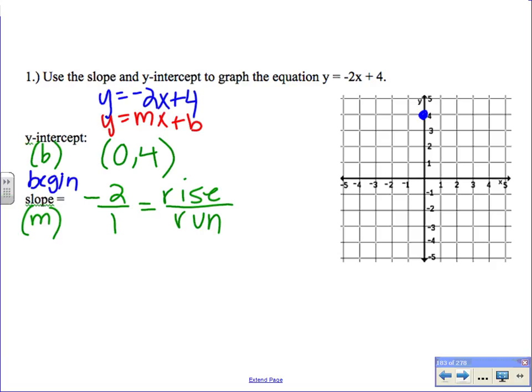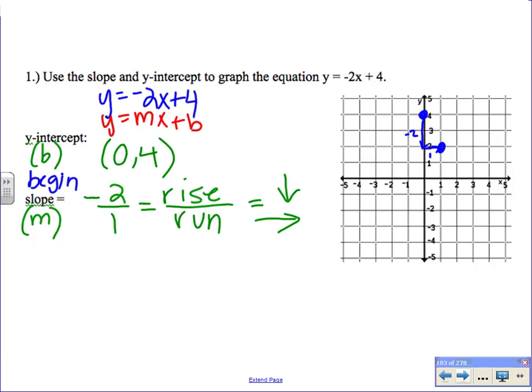What do we do next? Awesome. So rise, if it's negative, that means I'm going down. And then my bottom is my run. Remember, that's left or right. Since it's positive, I'm running to the right. So just like what Nathan told me, from this point where I begin, I'm going down 2. That's negative 2. I'm going over 1. My next point is right there. And I can go down 2 again and over 1. Now I have 3 points that I've plotted.